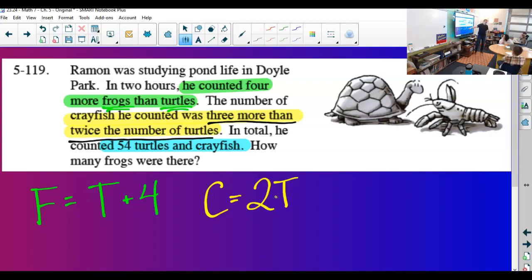All right, so 2t plus 3. All right, Arfon, what else do I know that I could write mathematically?